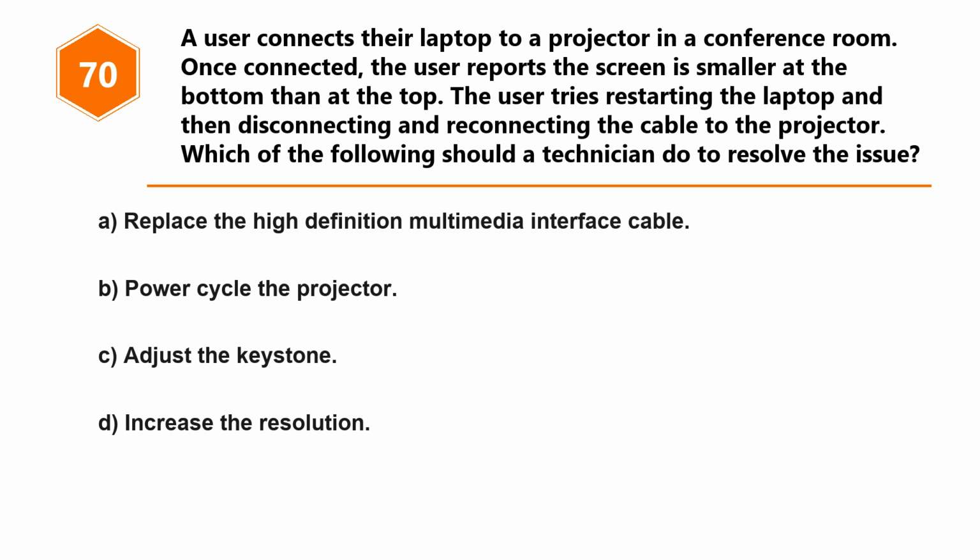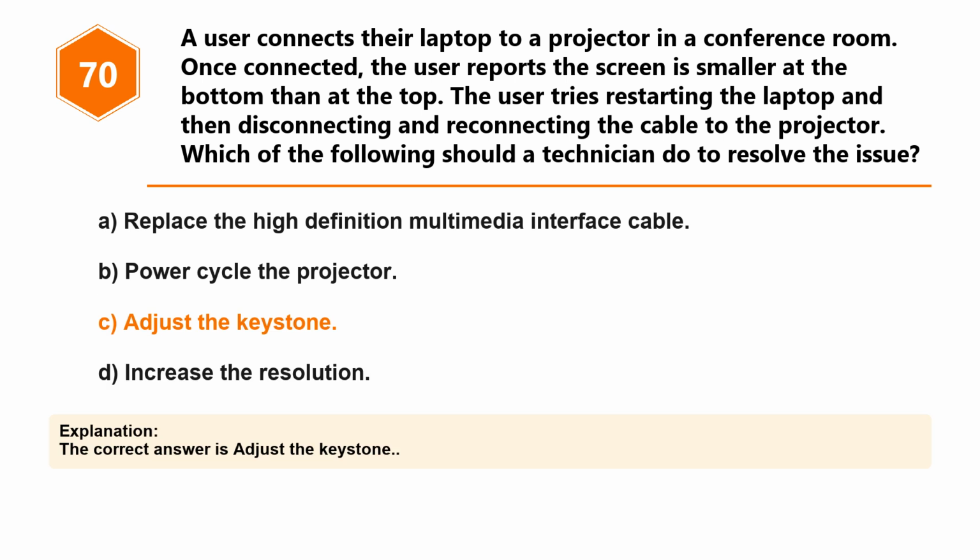Question 70. A user connects their laptop to a projector in a conference room. Once connected, the user reports the screen is smaller at the bottom than at the top. The user tries restarting the laptop and then disconnecting and reconnecting the cable to the projector. Which of the following should a technician do to resolve the issue? Option A, replace the high-definition multimedia interface cable. Option B, power cycle the projector. Option C, adjust the keystone. Option D, increase the resolution. The correct answer is option C, adjust the keystone.